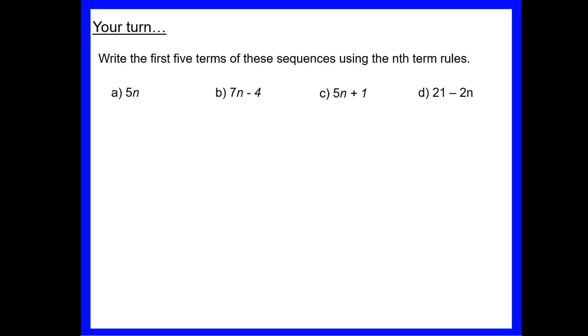Okay, so here are some for you to have a go at then. You need to find the first 5 terms in each of these sequences. So remember, you're swapping the letter n for 1, then 2, then 3, then 4, then 5. Make sure you follow BIDMAS as you work these out. If you need to, you can also use your calculator. Pause the video, have a go now.